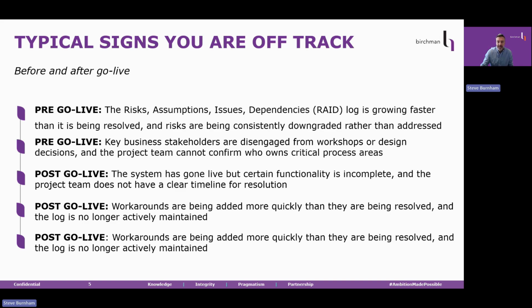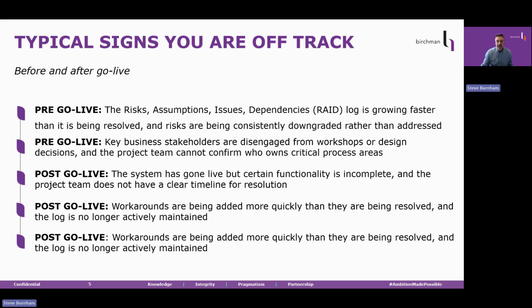If the program team cannot name who is accountable for a critical process area, order to cash, period end close, procurement, that process will not work correctly at go live. This sign is almost always present on troubled programs and almost always underweighted until it's too late. There are, of course, other signs that you'll see pre-go-live, but because of the time constraints that we have today, let's go on and look at some of the post-go-live ones.